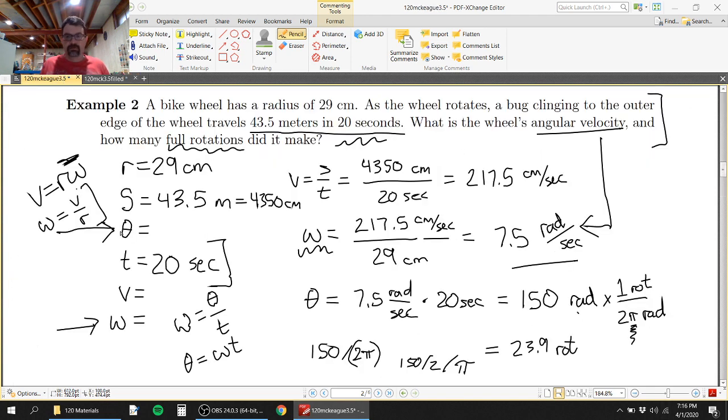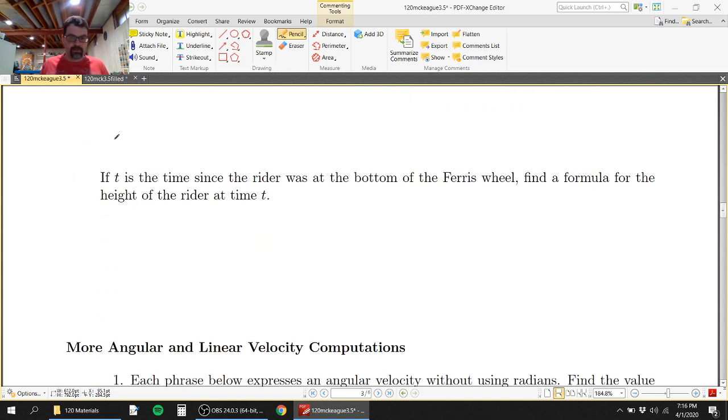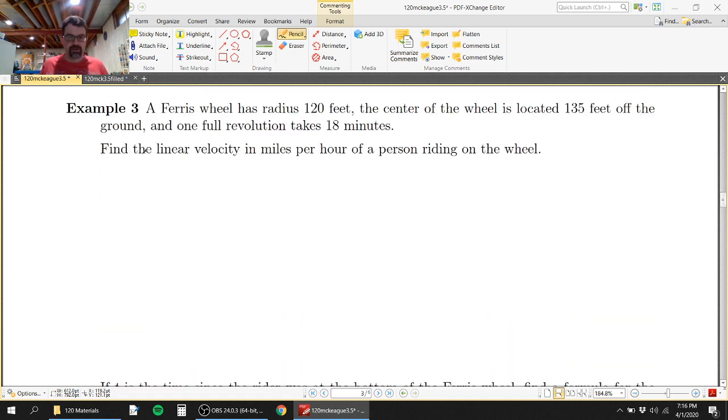I'm gonna do another example here yet. I don't know that I'm gonna do both parts of this because the second part is less important for what we're trying to do, but we'll do the first part for sure.